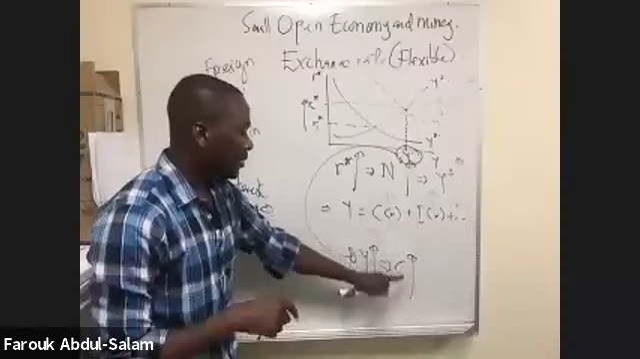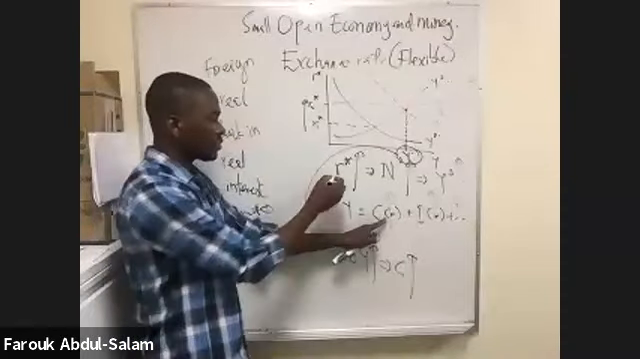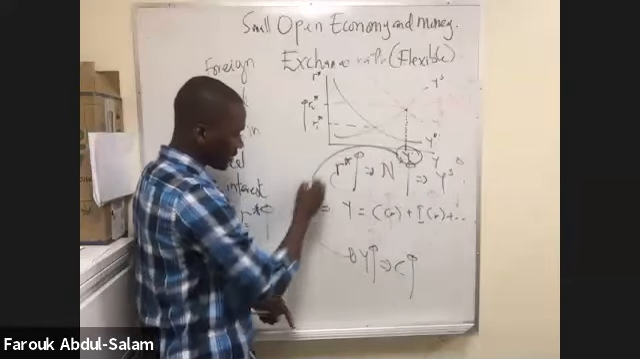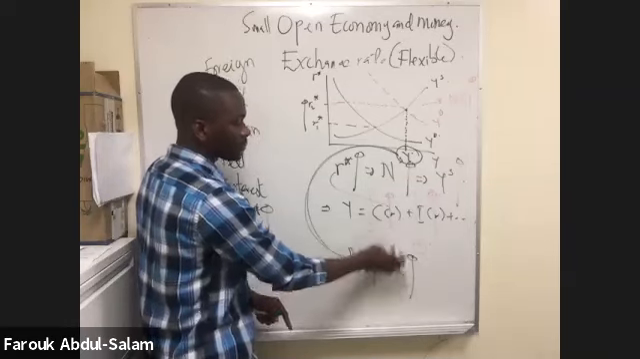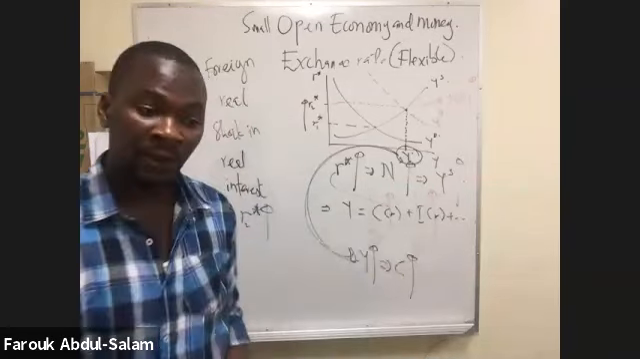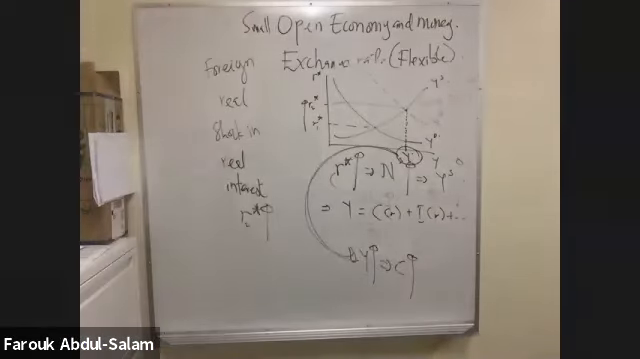So we can't say anything about consumption because from the interest rates, consumption needs to come down, while from the income, consumption needs to go up. So we don't know much about consumption. Investment is going to go down. Now let's see what happens to the money market.